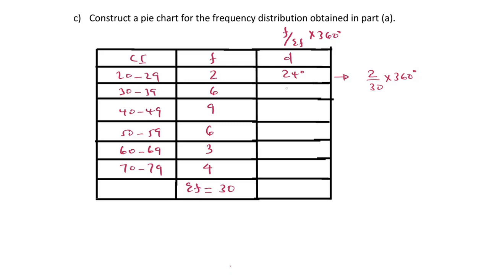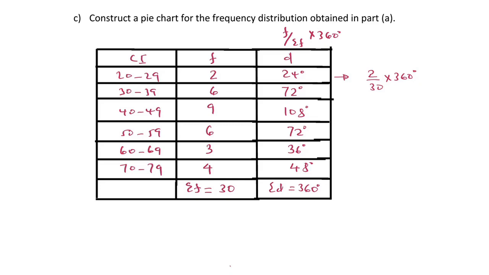Then the next one is going to be 72 degrees. The next is 108 degrees. The next is 72 degrees. The next is 36 degrees. And the last one is 48 degrees. And for this one, the summation of all degrees must equal 360 degrees.